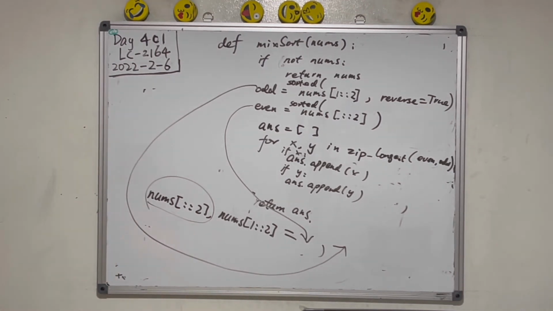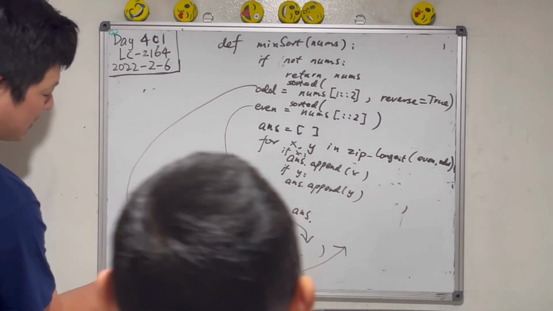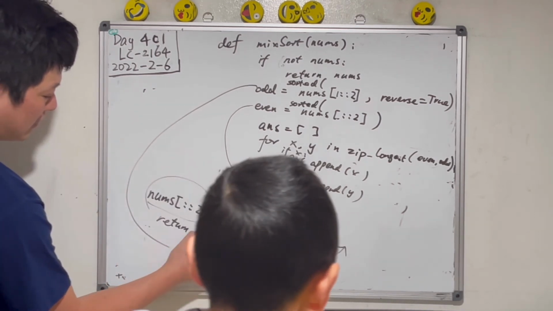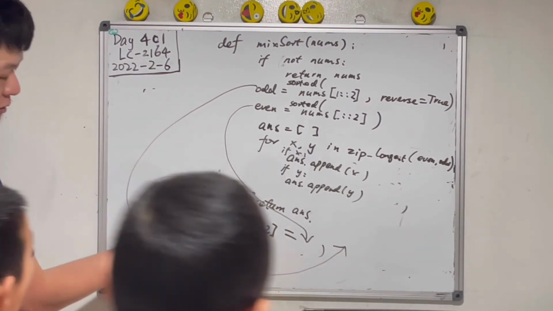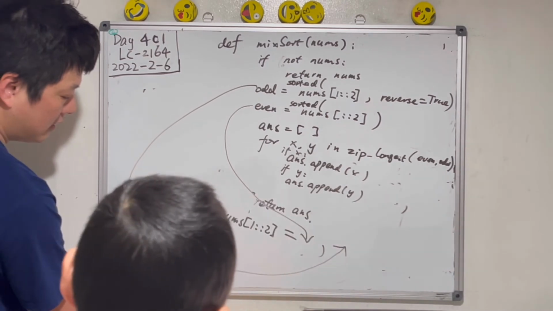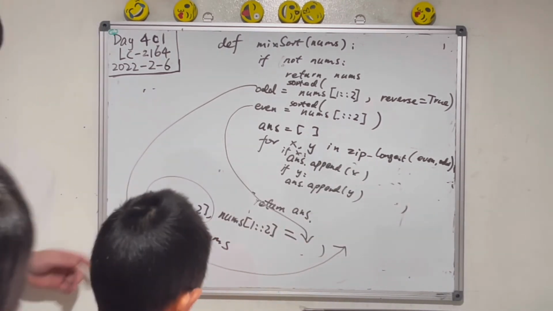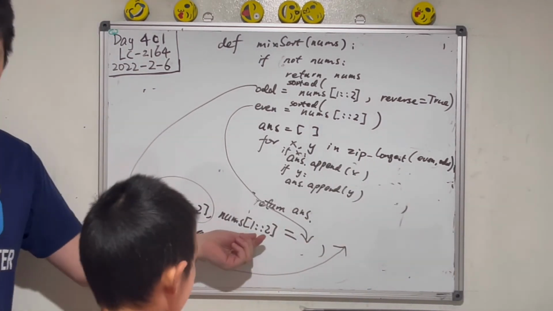Which one do you think is better? The shortest one. Which one is the shortest one? And return nums. What did I just say here? We talked about this the other day, right? Remember? Do you get this one?